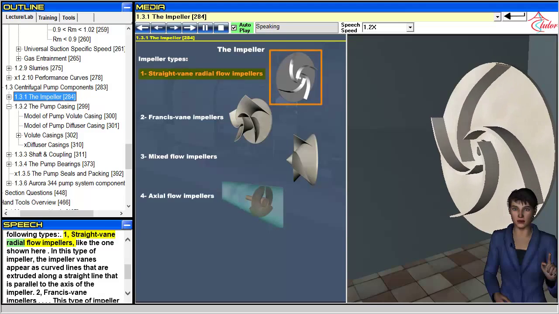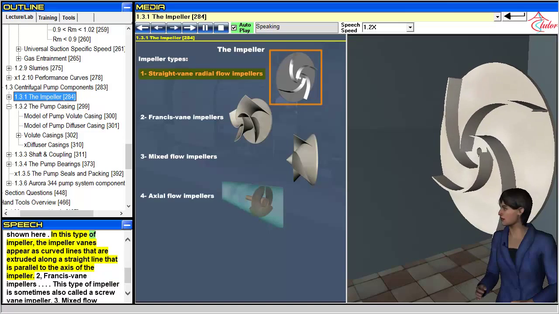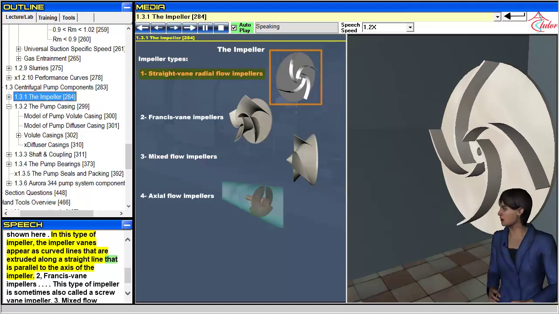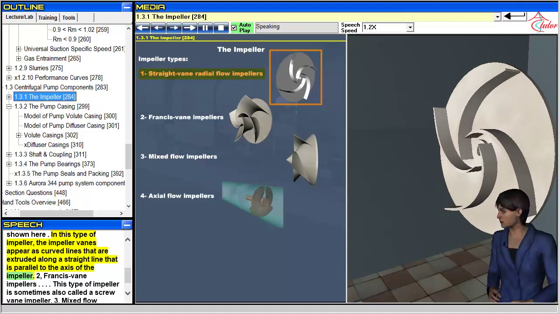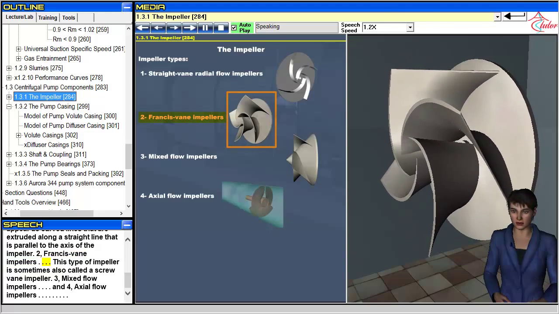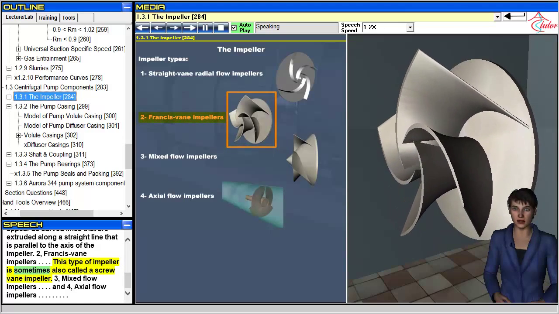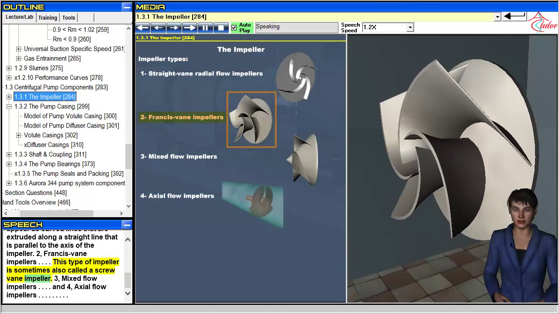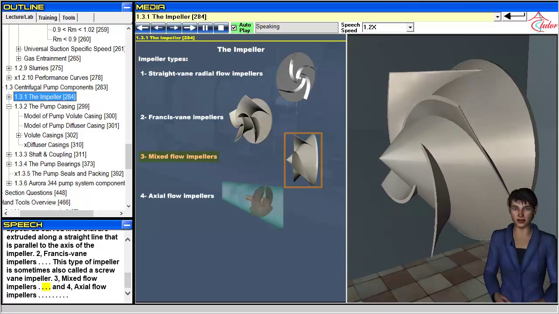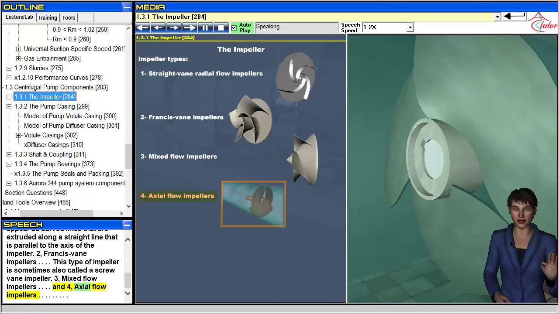1. Straight vane radial flow impellers, like the one shown here. In this type of impeller, the impeller vanes appear as curved lines that are extruded along a straight line that is parallel to the axis of the impeller. 2. Francis-vane impellers. This type of impeller is sometimes also called a screw vane impeller. 3. Mixed flow impellers. And 4. Axial flow impellers.